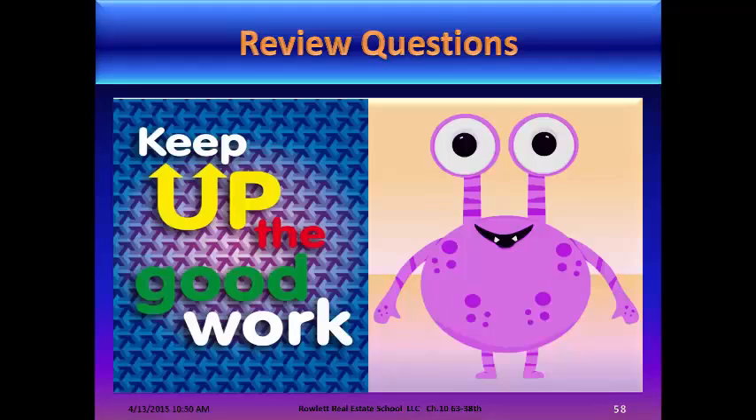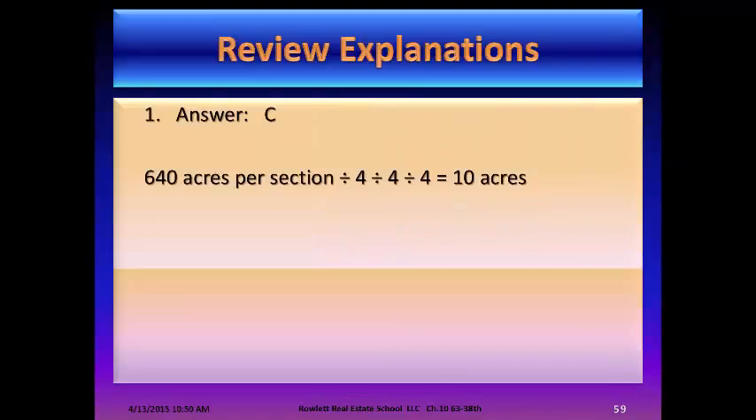Time for the review questions. Number 1 was C as in Charlie. You have 640 acres per section, divided by 4 3 times for the 3 different quarters, comes to 10 acres.